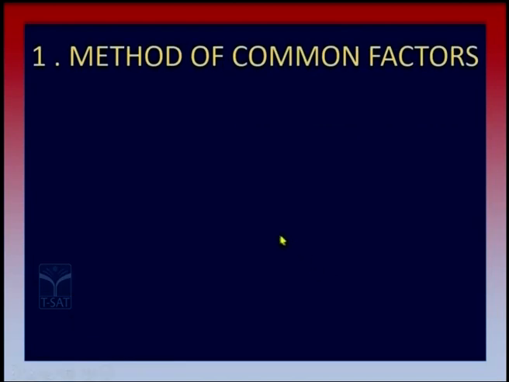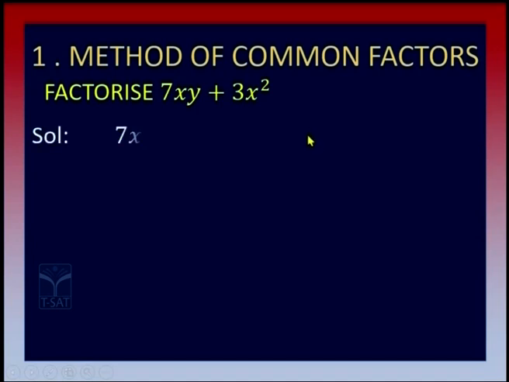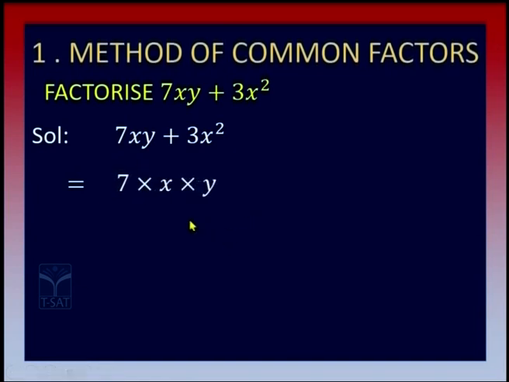So, let us start with the first method, the method of common factors. Let us take one question. See here, factorize 7xy plus 3x square. We have to factorize this using the first method, the method of common factors. Okay, let us start. Take the question 7xy plus 3x square. Now, you see carefully how I am writing this. This 7xy is split as 7 into x into y.